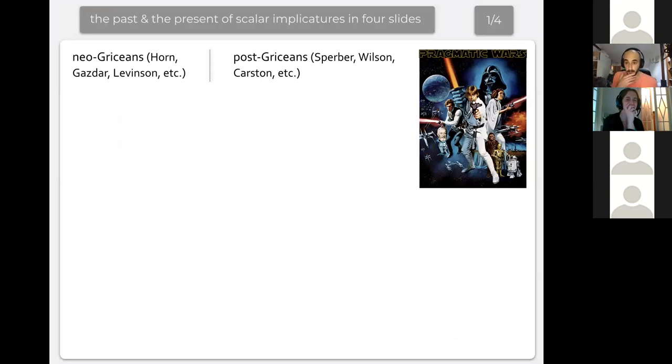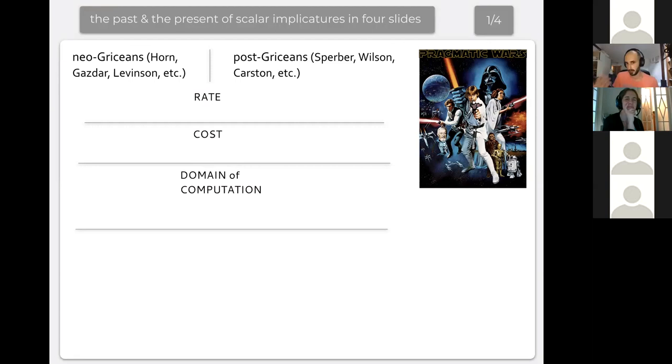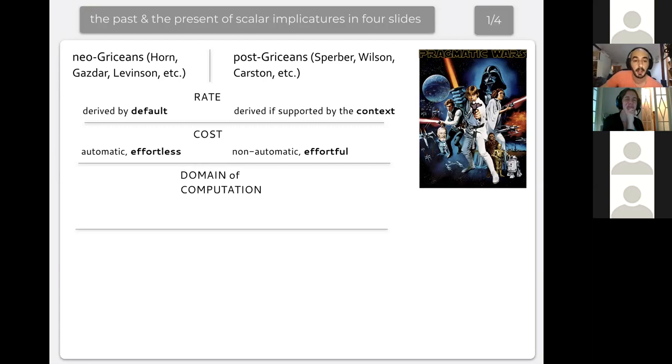So I'm going to try to outline a little bit the framework in four slides. So first of all, after Grice's seminal work, his followers were divided into two big groups, the neo-Griceans and the post-Griceans, also known as relevance theorists. And the predictions they made about scalar implicature computation were rather opposite. So the neo-Griceans said the implicatures are derived by default, relatively effortless in an automatic fashion, and they have a special relationship with grammar. Whereas the post-Griceans said that they are only derived if they are supported by the context, that they are effortful, so they require some cognitive cost, some cognitive computation, and they are completely derived in the domain of pragmatics, so by reasoning and extra-linguistic skills.